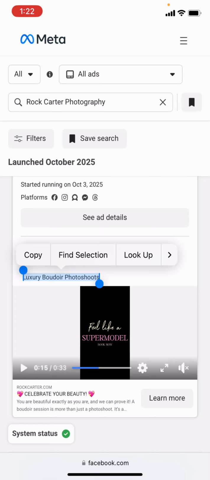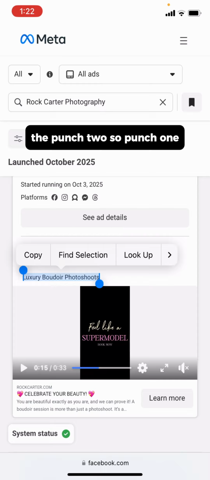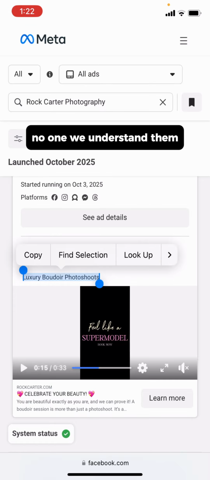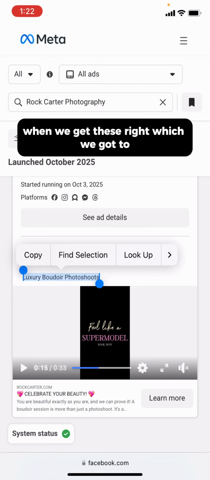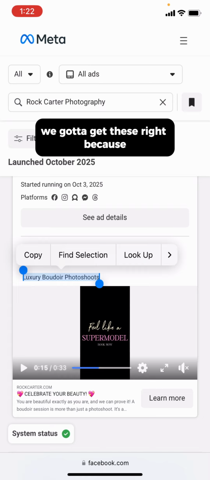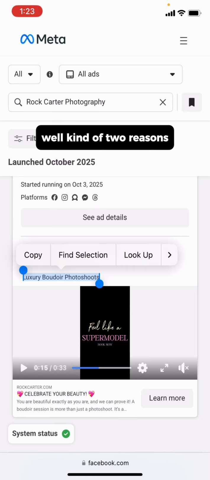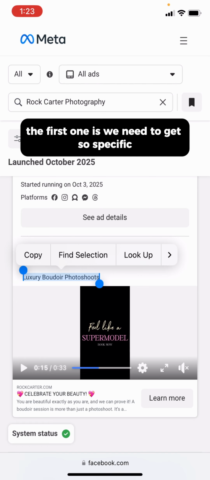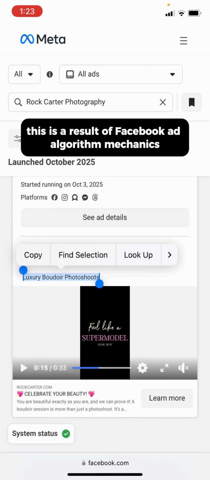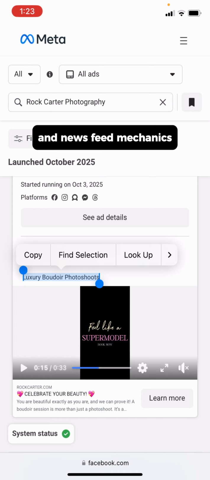So that's punch 1. Punch 2 comes from the story/narrative, knowing we understand them. When we get these right, which we've got to, we call this the 1-2 punch. We've got to get these right for 2 reasons. The first one is we need to get so specific because this is a result of Facebook ad algorithm mechanics and newsfeed mechanics.